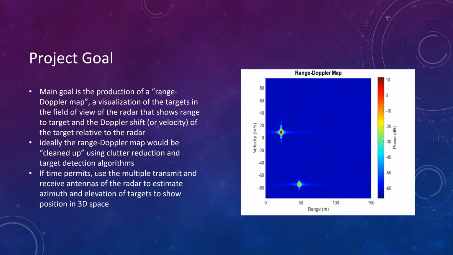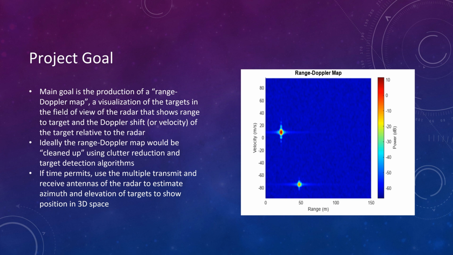Project goal. The main goal of our project was the production of a range Doppler map, which is a visualization of the targets in the field of view of the radar. The plot shows the targets in both the range dimension, which is the distance to the target, and the Doppler dimension, which is how fast the target is moving relative to the radar. An example of the range Doppler map can be shown to the right, and ideally, we would like to clean up the range Doppler map so that there's less noise using clutter reduction and target detection algorithms.